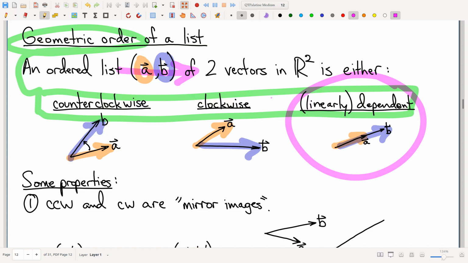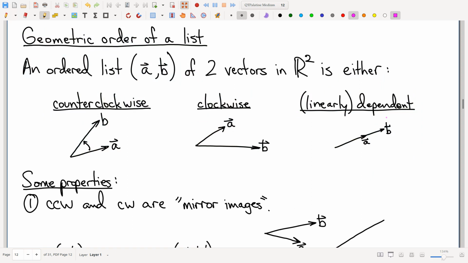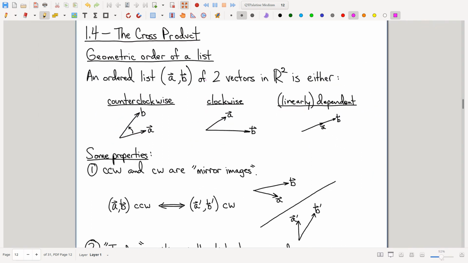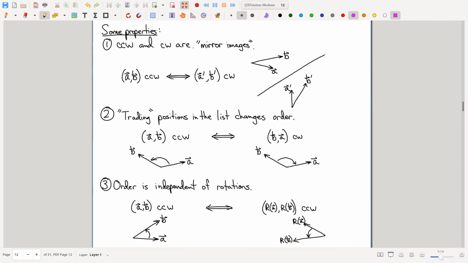So this is kind of the three different cases. When you have two vectors in R2, that list is either counterclockwise, clockwise, or dependent. And why are we talking about this? I'll reveal later. But there are some nice observations to be made about the geometric properties of these ideas.